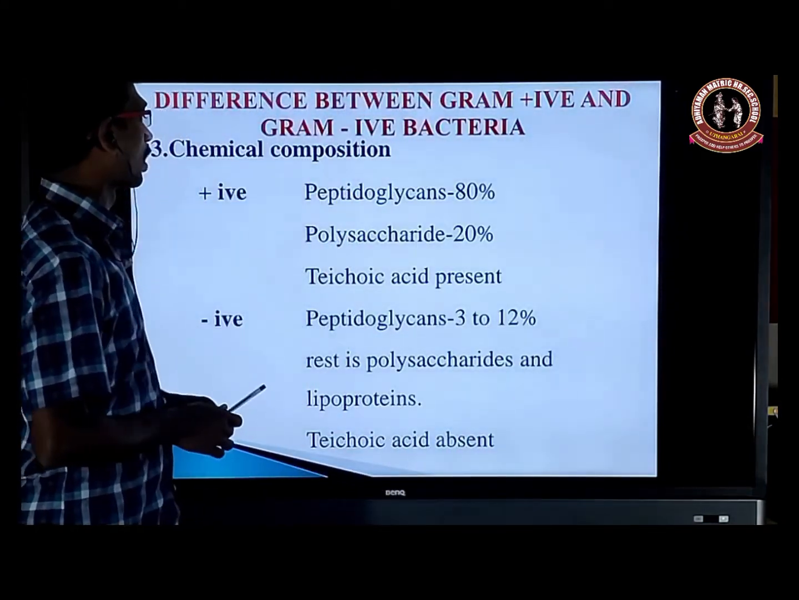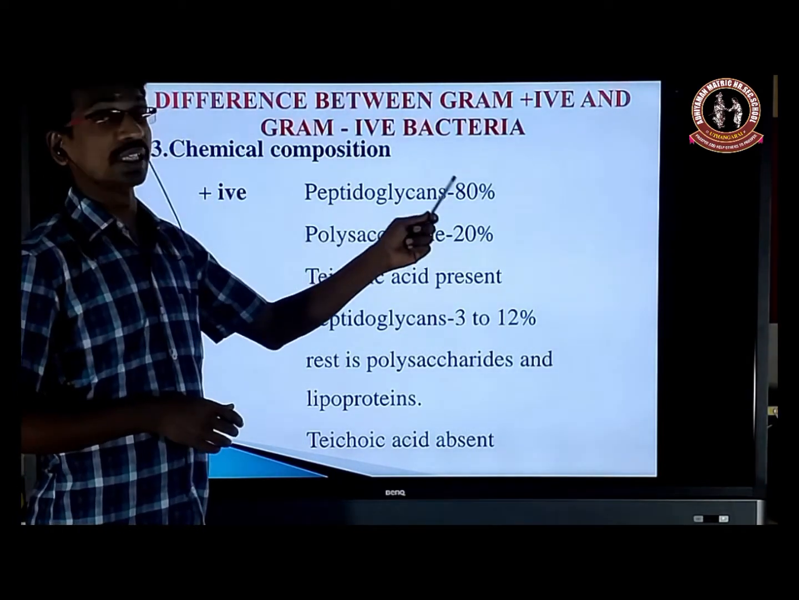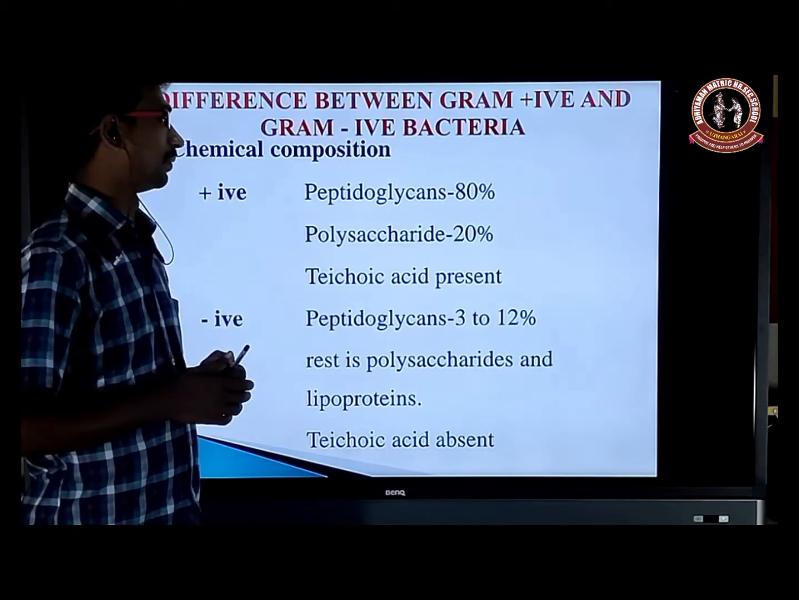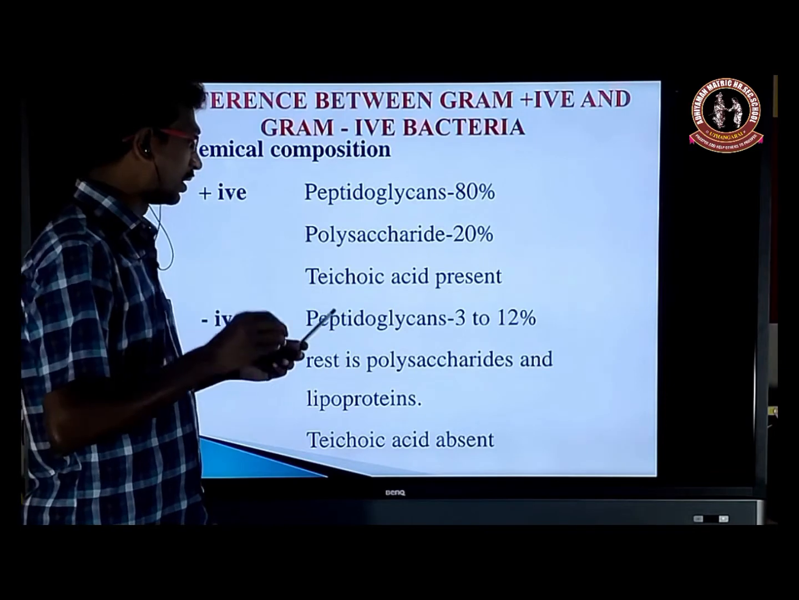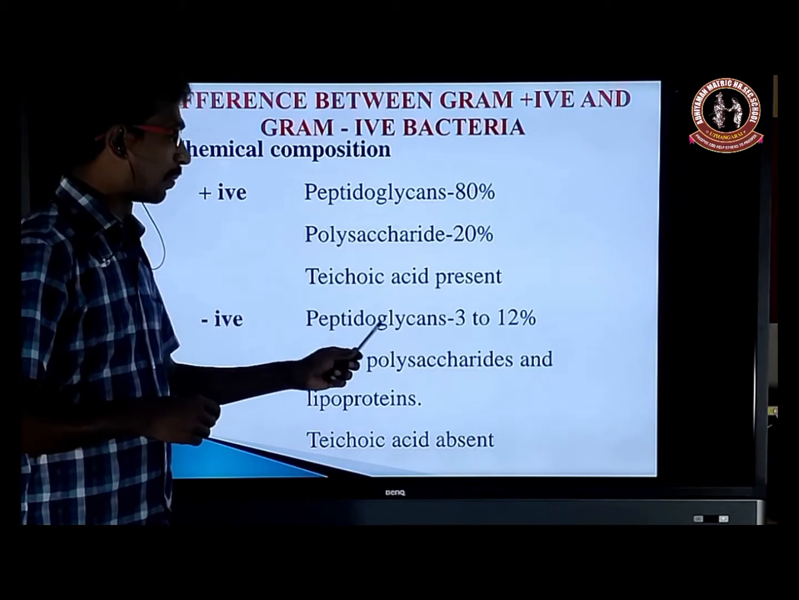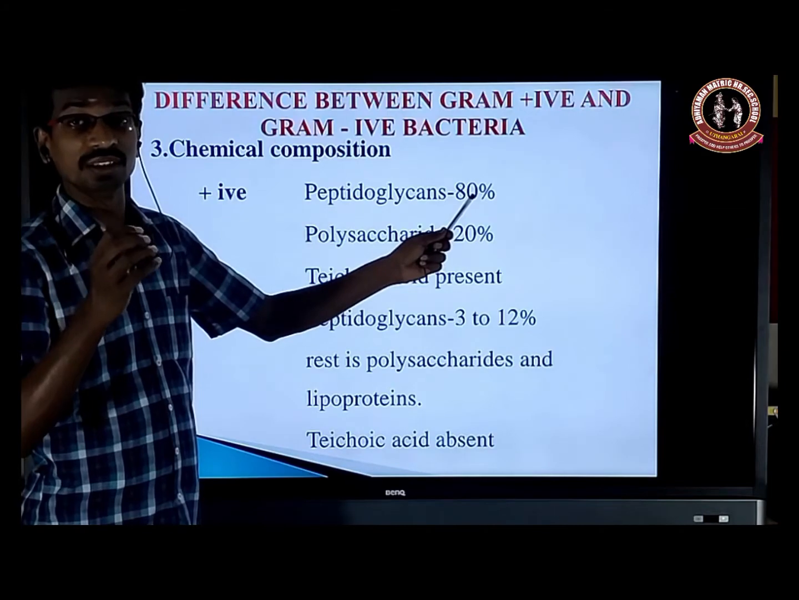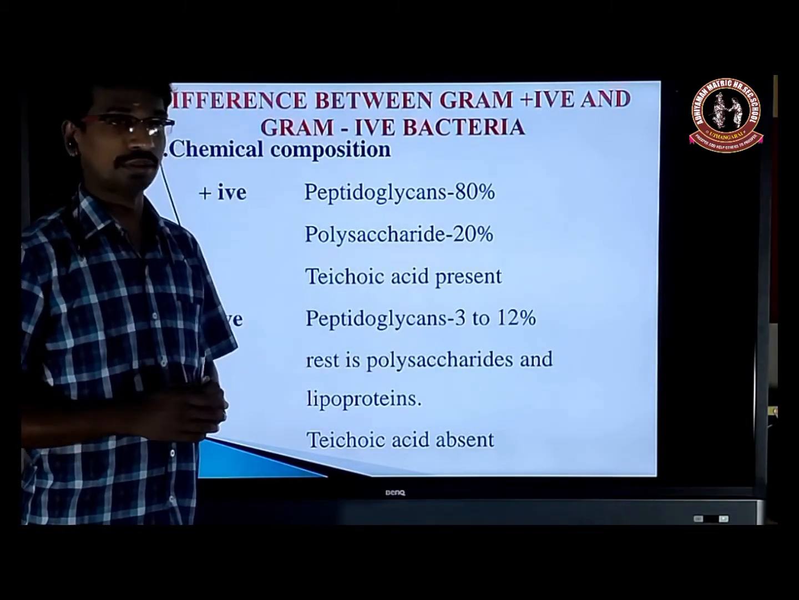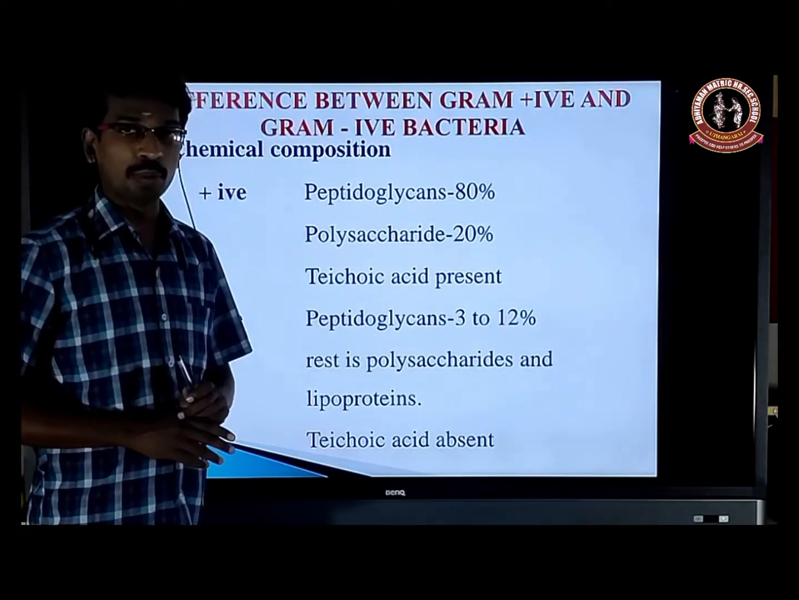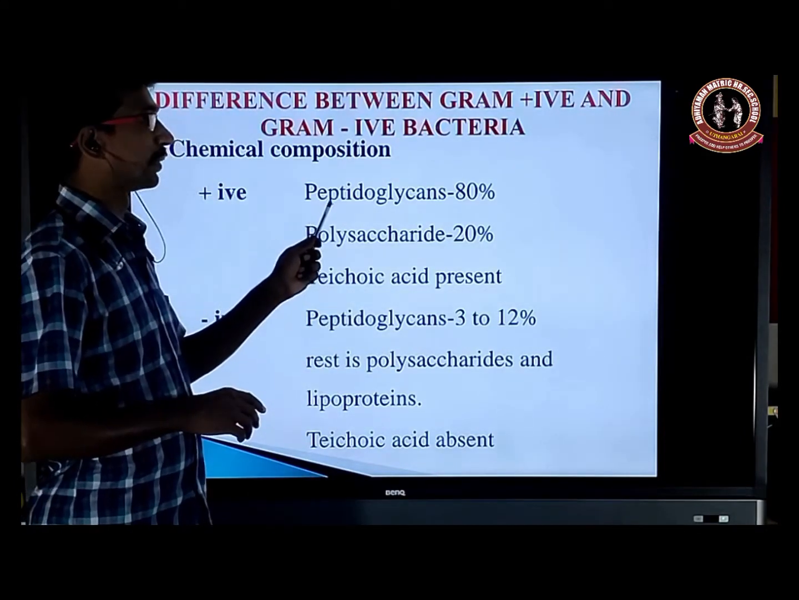Next, the different chemical composition of the cell wall. In gram positive bacteria, peptidoglycan is 80%. Out of 100, 80% is peptidoglycan, and polysaccharide is 20%, in addition to teichoic acid. In gram negative, peptidoglycan is only 3 to 12%, whereas here it is 80%, which means it's very rigid. The remaining percentage is fully occupied by polysaccharide and lipoprotein. And one more thing, teichoic acid is absent in gram negative and present in gram positive.